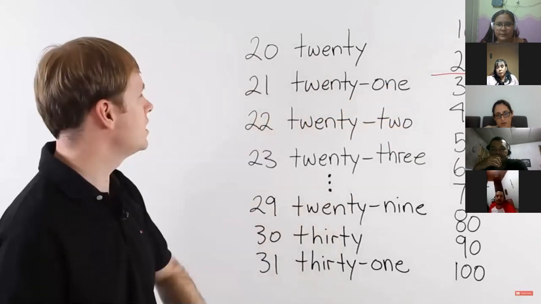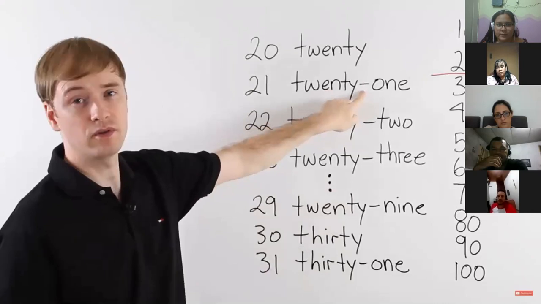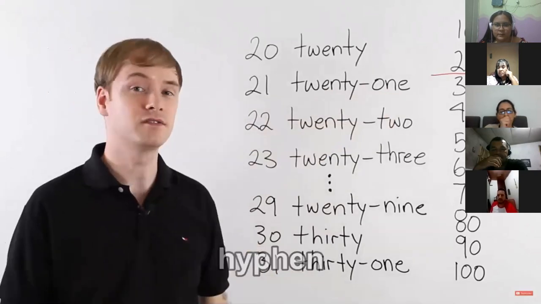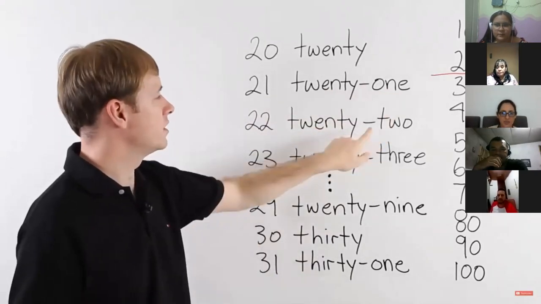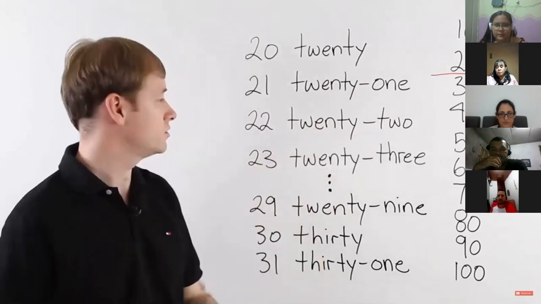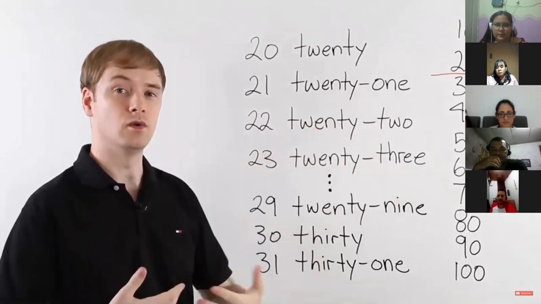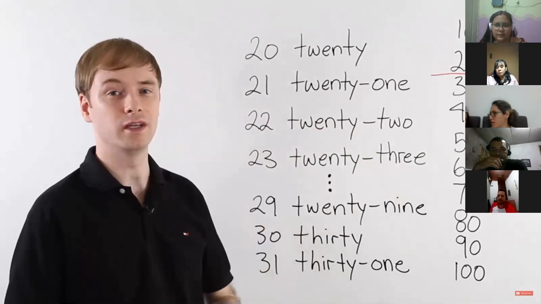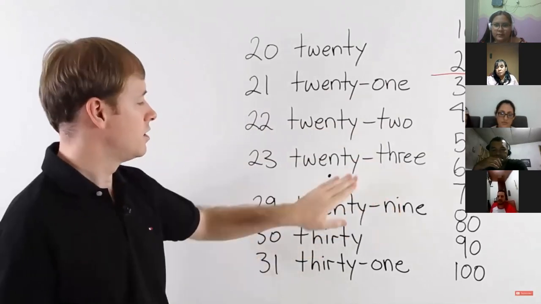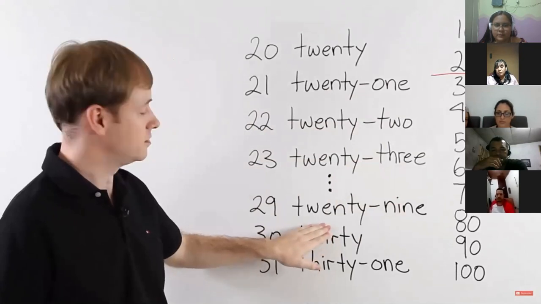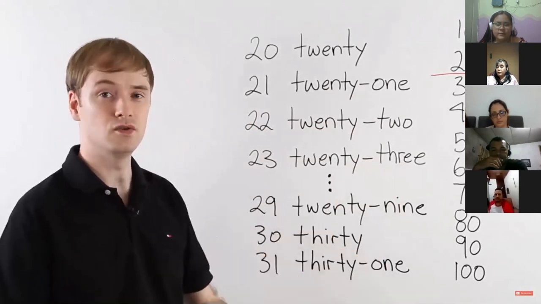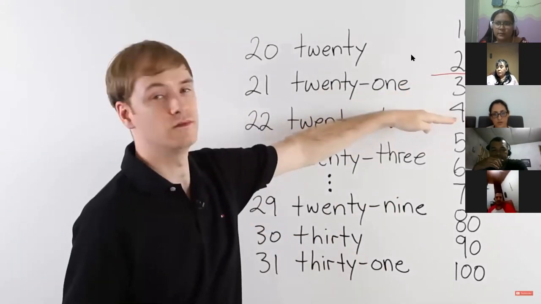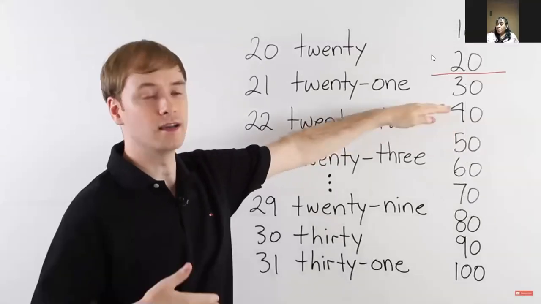21. And we can see how I spell it. 20, and we have to put this. This is a hyphen. 21. And after 21, 22, again with the hyphen. And after 22, 23, 24, 25, 26, 27, 28, 29, 30. And then it continues again, 31, 32, 33, all the way to 40. And then 41, 42. It continues this until 100.